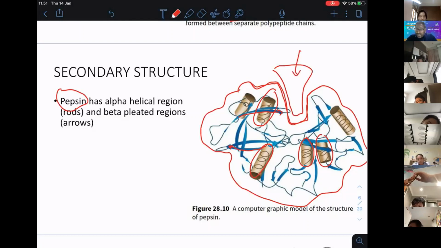So a biological catalyst is more specific than your inorganic catalyst, like an iron catalyst and so on. So that is the reason how they work, basically by the arrangement of the secondary structure. So enzymes will have secondary structure.